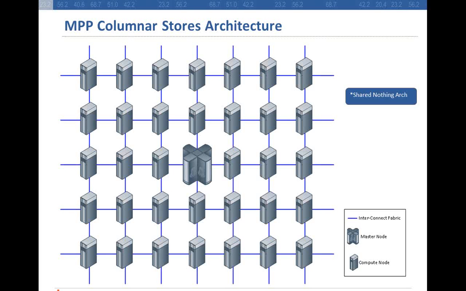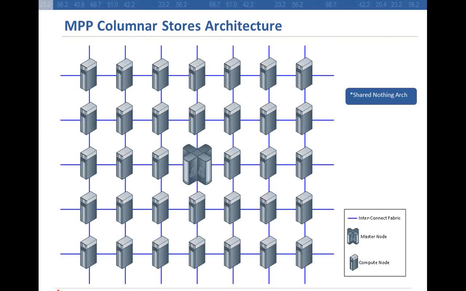So here in this slide, we can see the architecture of MPP Columnar Stores. MPP, as the acronym stands for Massively Parallel Processing, and MPPs are shared nothing architecture. Unlike data warehouse appliances, which have shared everything or shared disk architecture, which do not scale well, MPPs are based on shared nothing architecture. Here, each and every node is independent and is self-sufficient.